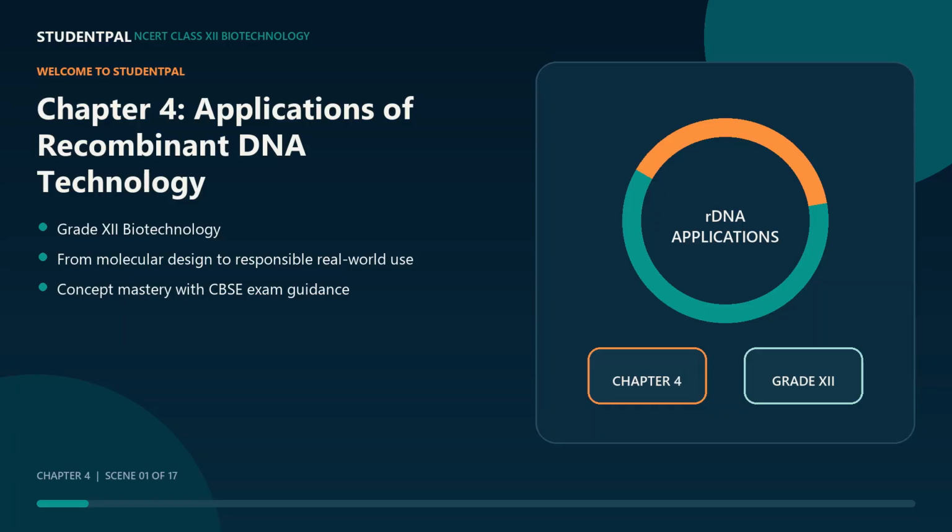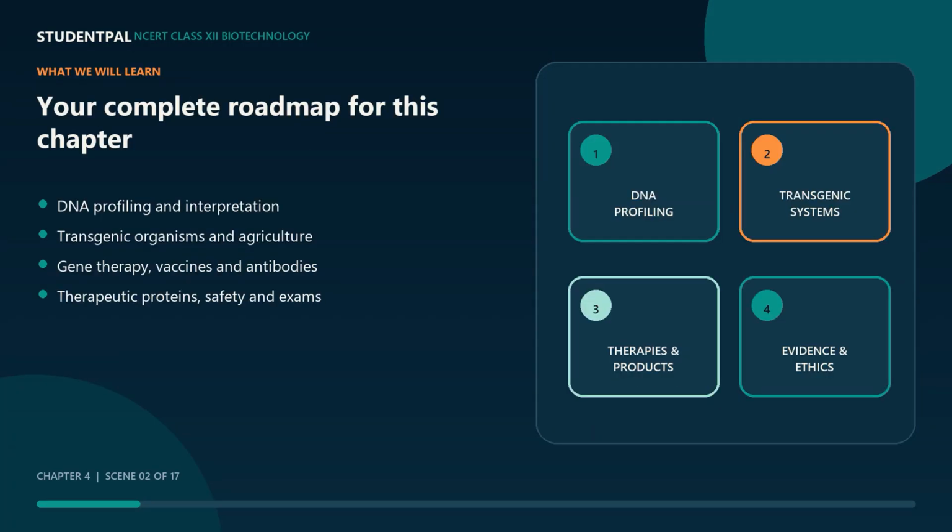But an application is not complete when a construct is created. Identity, function, manufacturing quality, safety, ethical scope and appropriate oversight must all be demonstrated. By the end of this lesson, you will be able to connect each application to its molecular principle, evidence pathway, and limitations. Keep your notebook ready, pause whenever you need to study a diagram, and let us build the chapter step by step. Here is everything we are going to learn.